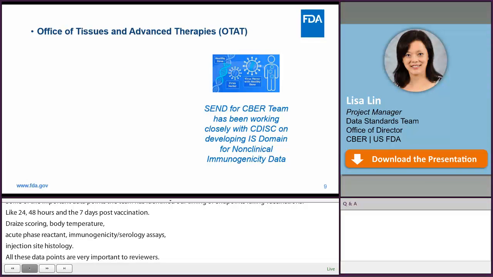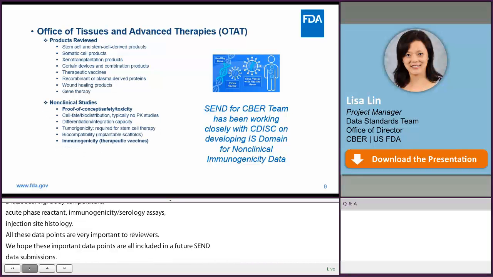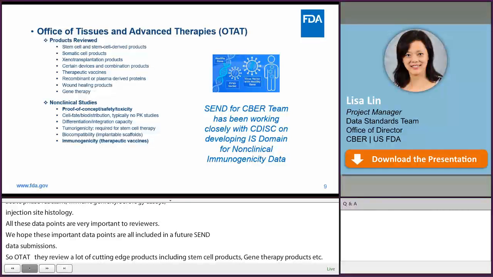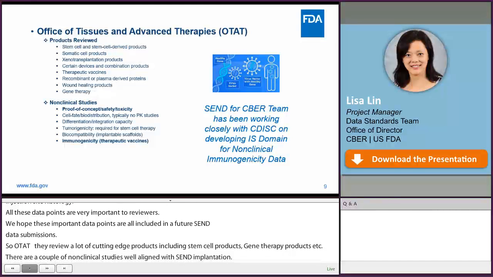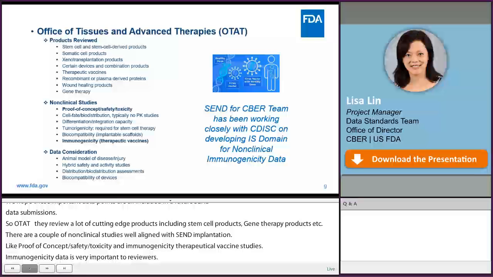For OTAT, they review a lot of cutting-edge products, including stem cell products, gene therapy products, and so on. There are a couple of nonclinical study types that are well aligned with SEND implementation, like proof of concept, safety, toxicity, and immunogenicity therapeutic vaccine studies. Immunogenicity data is very important to reviewers. The SEND for CBER team has been working closely with CDISC on developing IS domains for nonclinical immunogenicity data.